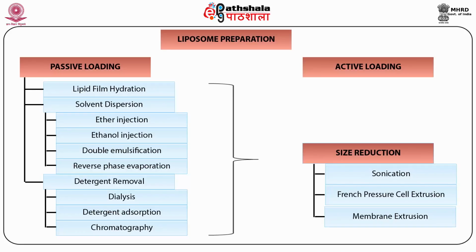Passive loading technique comprises of first lipid film hydration, solvent dispersion technique, which is again divided into ether injection, ethanol injection, double emulsification, reverse phase evaporation. Third method under passive loading is detergent removal method, which is again containing dialysis, detergent adsorption and chromatography. The liposomes which we are getting from passive loading, they are mostly larger in the size. So after preparation, we generally reduce their size by using sonication, French pressure cell extrusion and by membrane extrusion method.